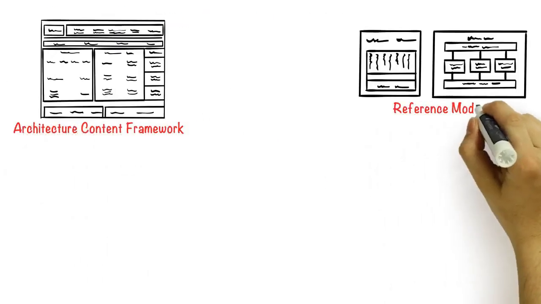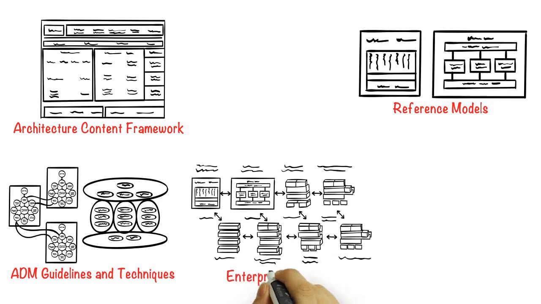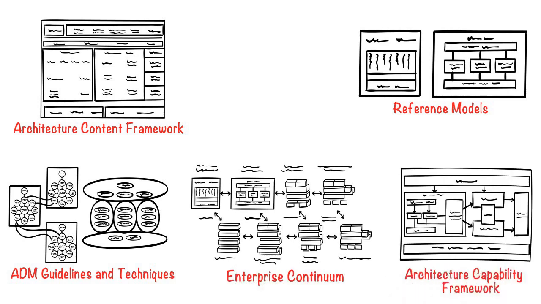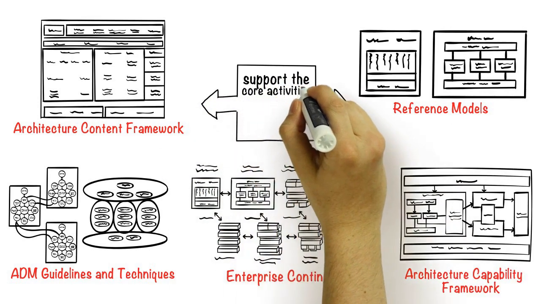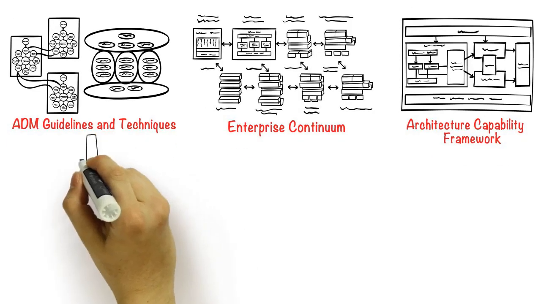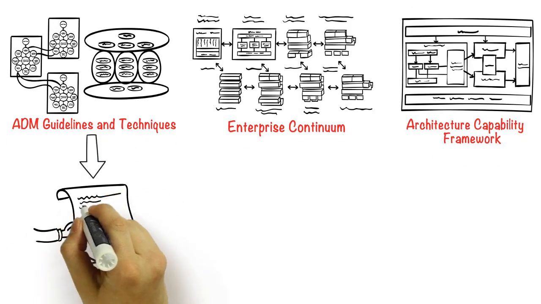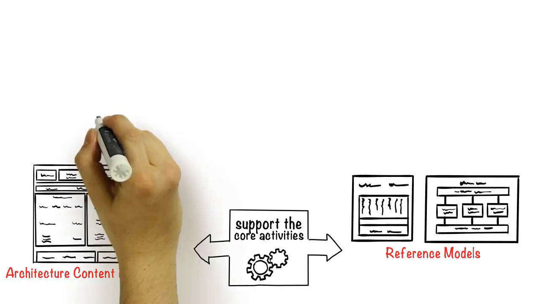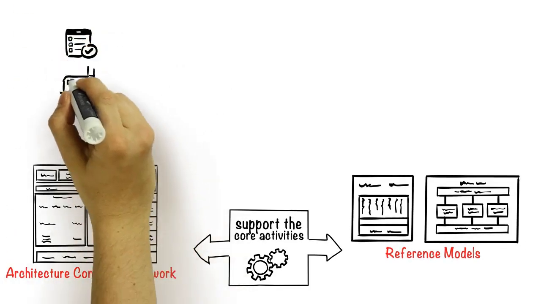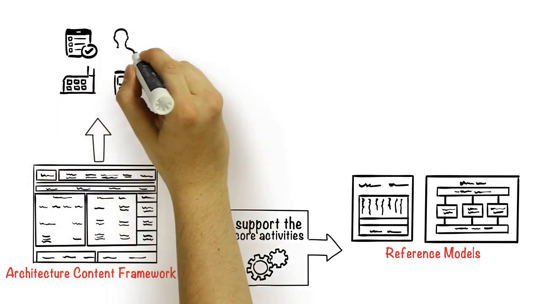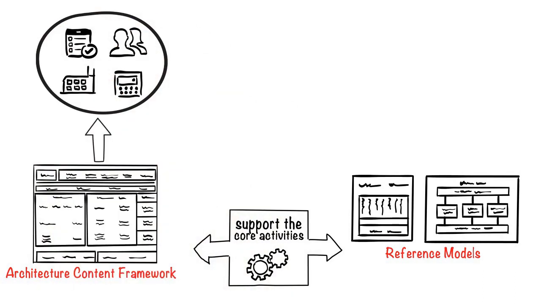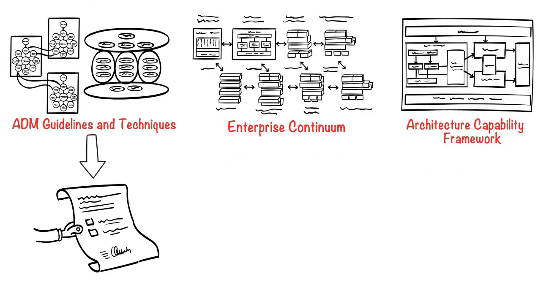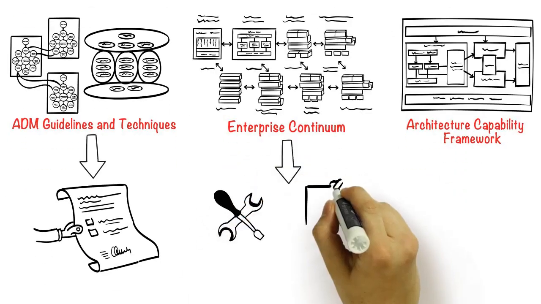The remaining 5 parts of the body of knowledge are there to help architecture teams to effectively deliver EA initiatives and to support the core activities covered in the ADM. Part 3 is all about guidelines and techniques that can be used when going through a cycle of the ADM. In Part 4, we look at the TOGAF content framework, which helps us classify the deliverables, artifacts and building blocks produced in the ADM.